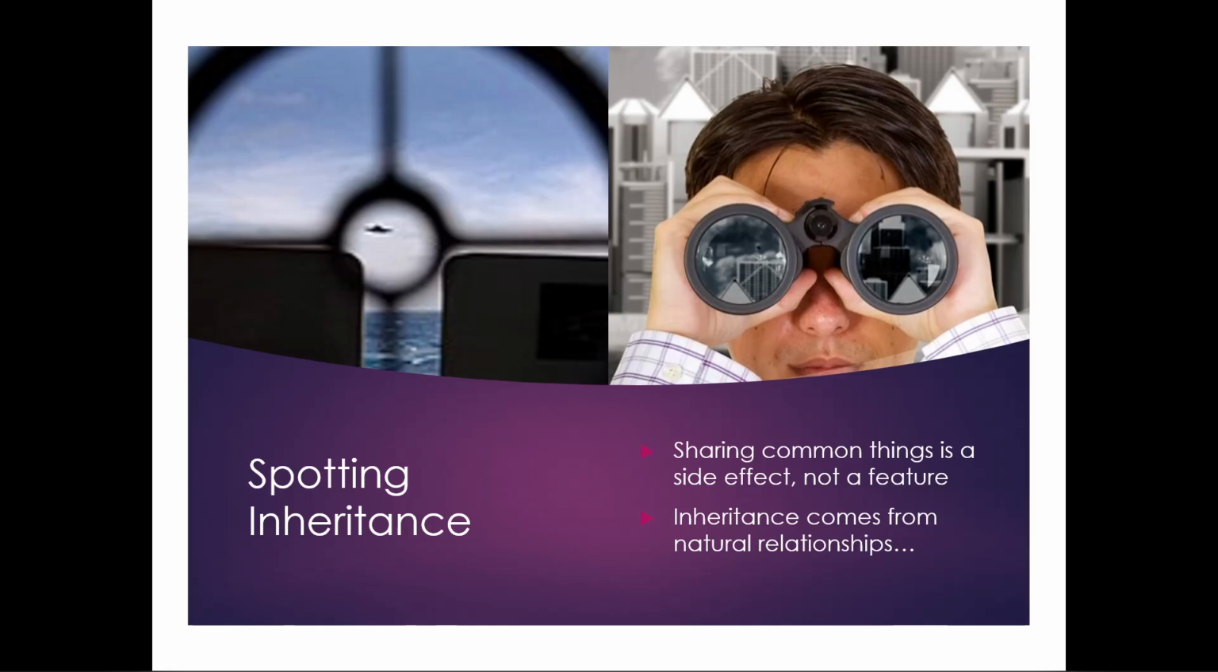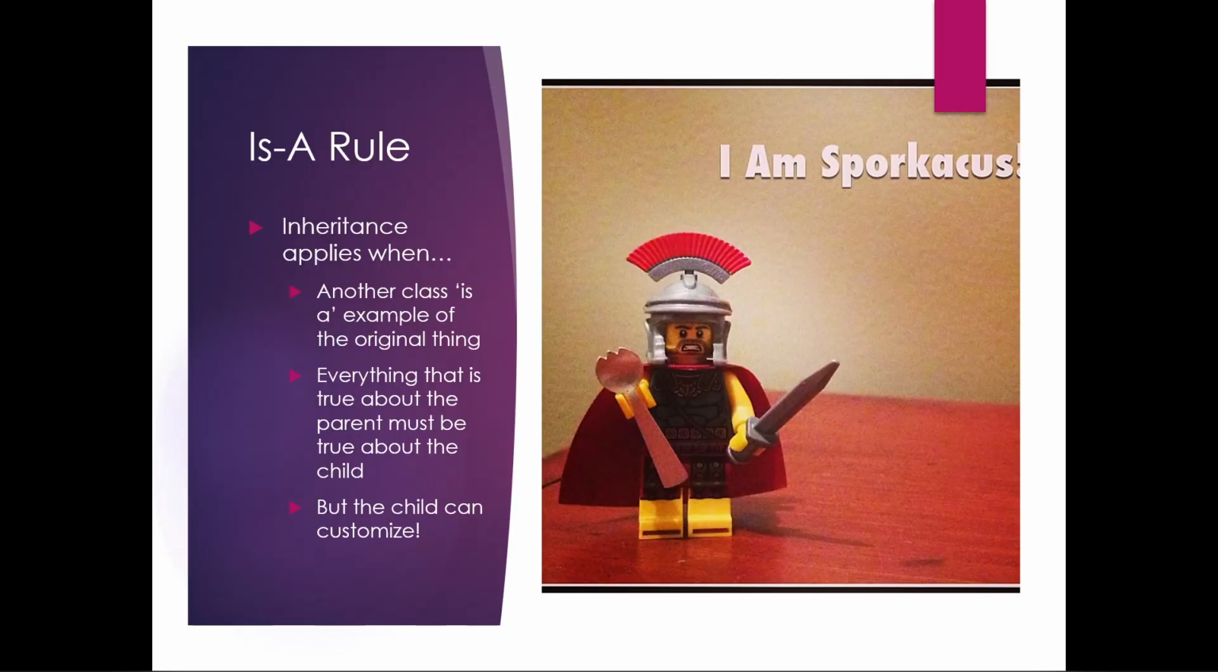So the rule that might help you define inheritance relationships is the ISA rule. And the way to apply the ISA rule is to say inheritance is when another class is an example of the original class. So an electric car is a car. An electric bus is a vehicle, as opposed to a power plant is not a vehicle, or a car is not a power plant. Either way.